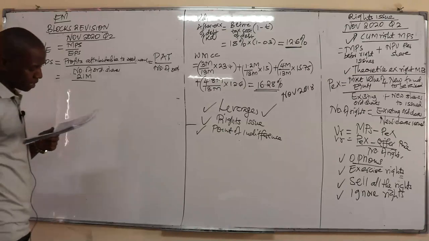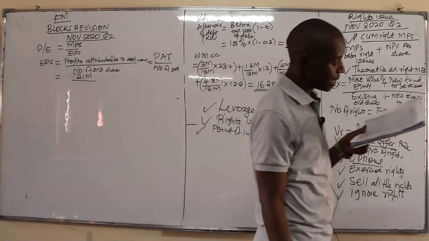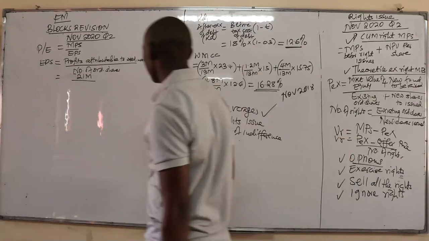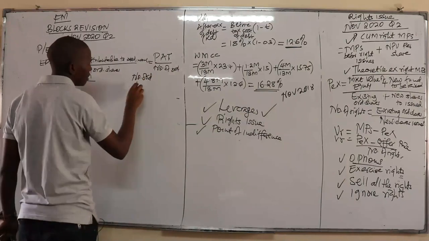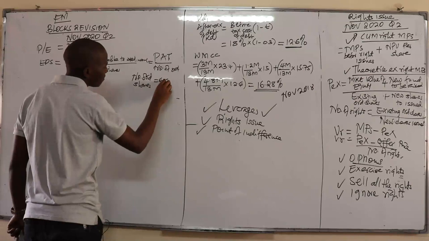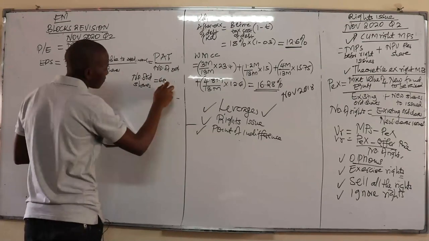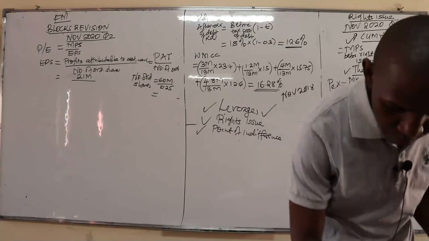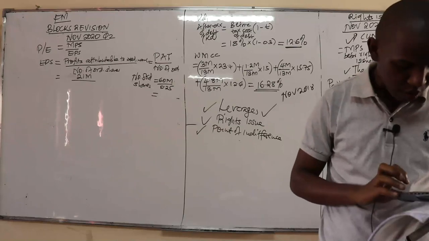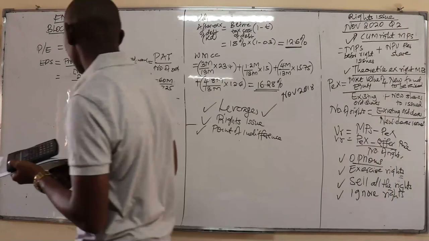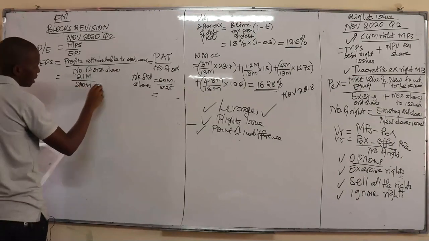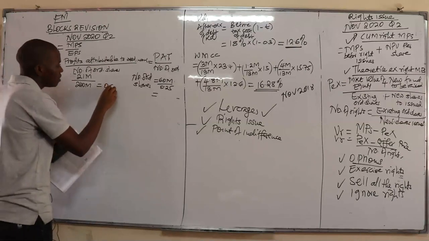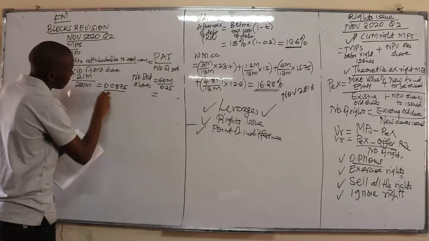You divide by the number of ordinary shares. The number of ordinary shares, we go to the capital and reserves. We've been given the ordinary share capital, and we have the par value, which was 0.25. So the number of ordinary shares here will be 60 million, you divide by 0.25, which in that case will be 240 million. So what will be the earning per share? Earning per share will be 21 divided by that, which in this case will be 0.0875. That is the earning per share.